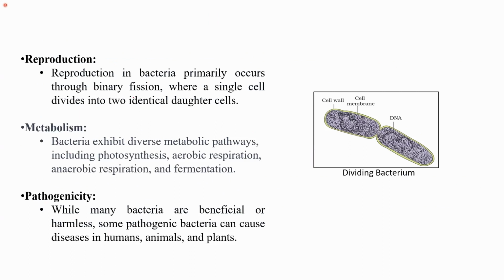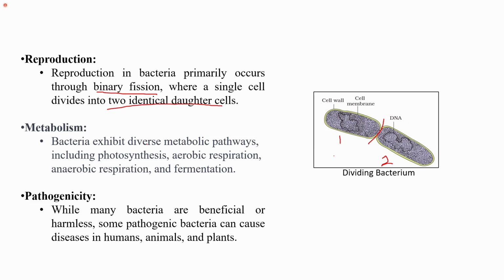Reproduction, as I mentioned, prokaryotic cells reproduce fast by the process which is known as binary fission, where a single cell divides into 2 identical daughter cells. We can see here an example of dividing bacteria. Earlier it was a single cell, but now this constriction has happened and the single cell is divided into the 2 daughter cells, thus by the process of binary fission, each having its own cell wall and cell membrane and the naked DNA.